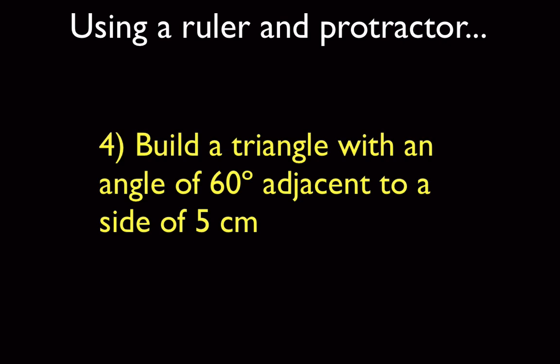Number 4, I want you to build a triangle with an angle of 60 degrees adjacent to a side of 5 centimeters. What that means is 5 centimeters has to be one side of that angle.